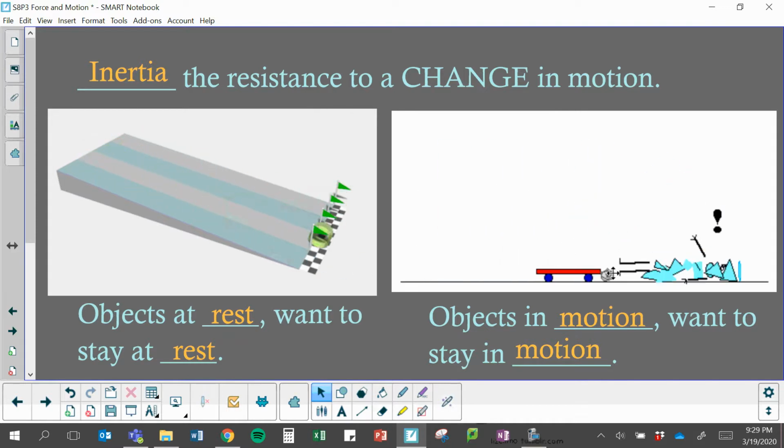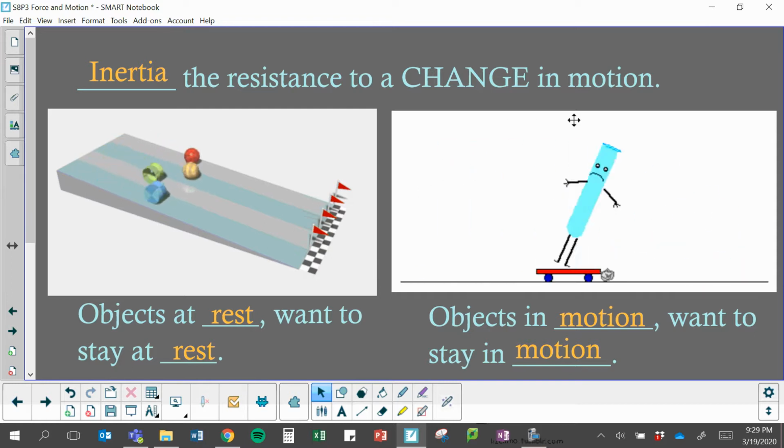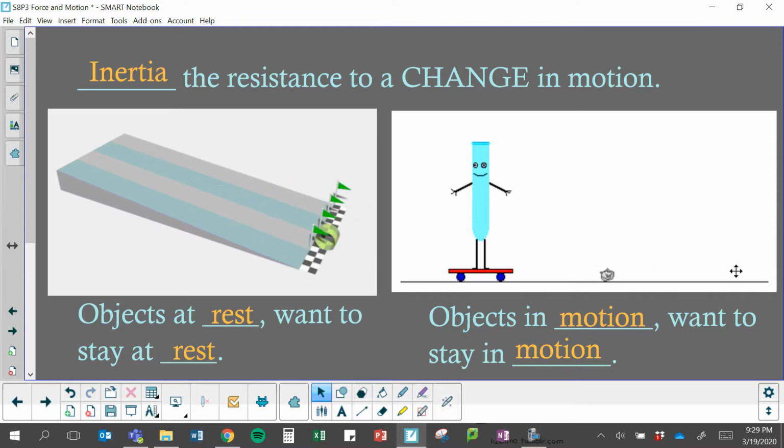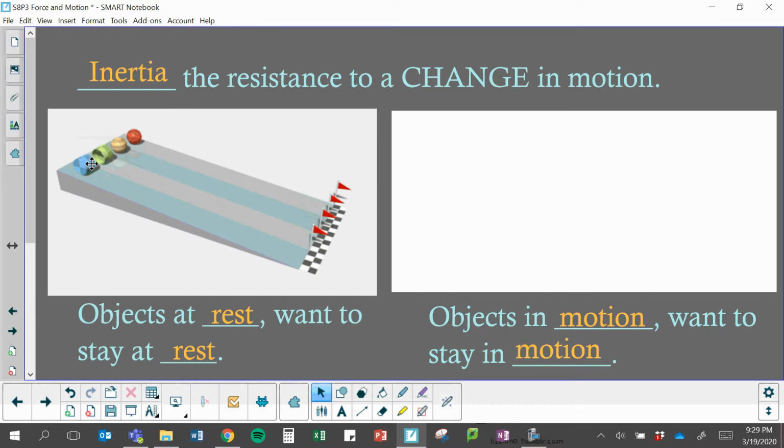So in this case of our skateboard and the glass test tube, it is moving and it wants to stay moving. So even though the skateboard gets stuck by the rock, the glass is going to continue to move until it falls over. And then here with this example, an object at rest stays at rest until acted upon by another object. So in this case, they're staying at rest until they are acted upon by gravity, pulling them down the ramp.